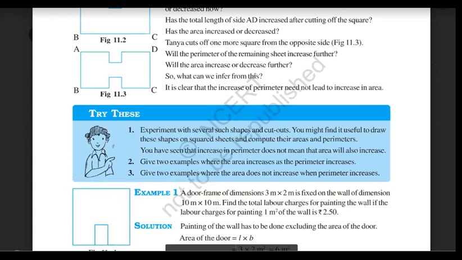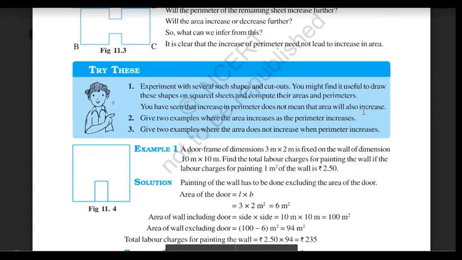Can I say that the area of the wall to be painted is 100 minus 6 meter square? Yes, very good, Shavya. Right? 94 meter square. Okay? So for 1 meter square, it is 2.5 rupees. So for 95 meter square, it is 95 into 2.5, which is 235 rupees. Got it, everyone?